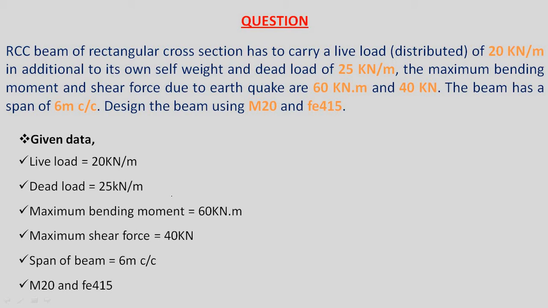So next, the maximum bending moment and shear force due to earthquake are 60 kilonewton meter and 40 kilonewton. So maximum bending moment due to earthquake is provided as 60 kilonewton meter, and maximum shear force due to earthquake is provided as 40 kilonewton. The beam has span of 6 meters center to center, and design the beam using the grade of concrete as M20 and grade of steel as Fe415. So the span of beam is 6 meters center to center, and the grade of concrete is M20 and the grade of steel is Fe415.